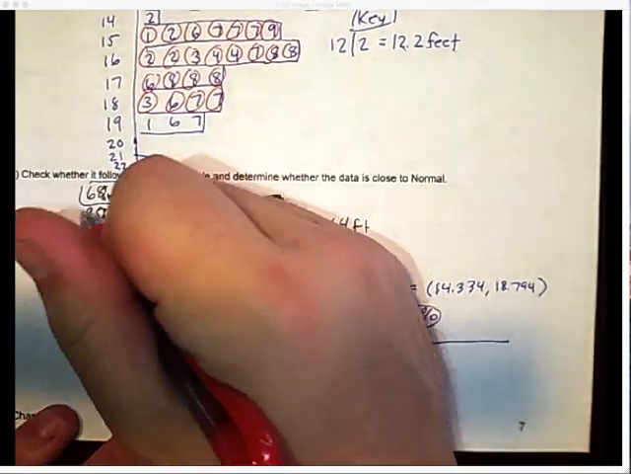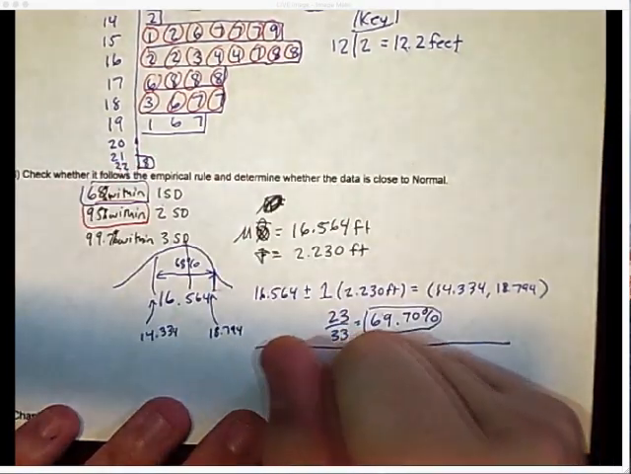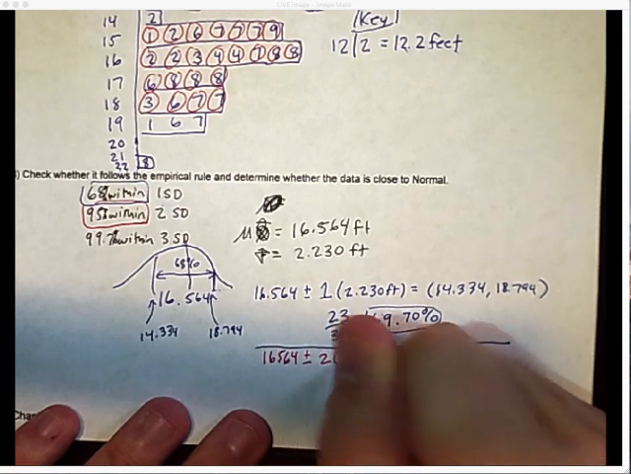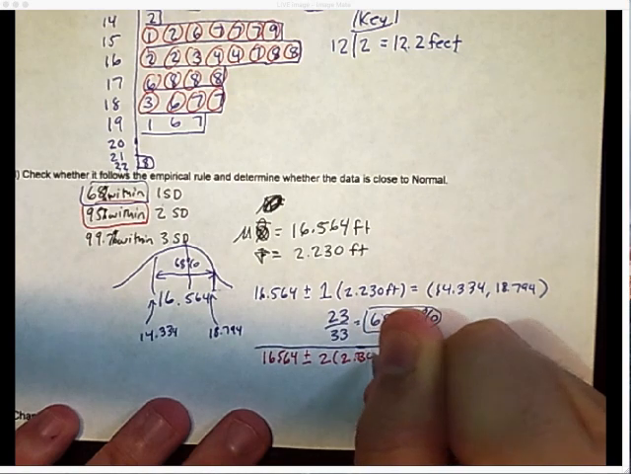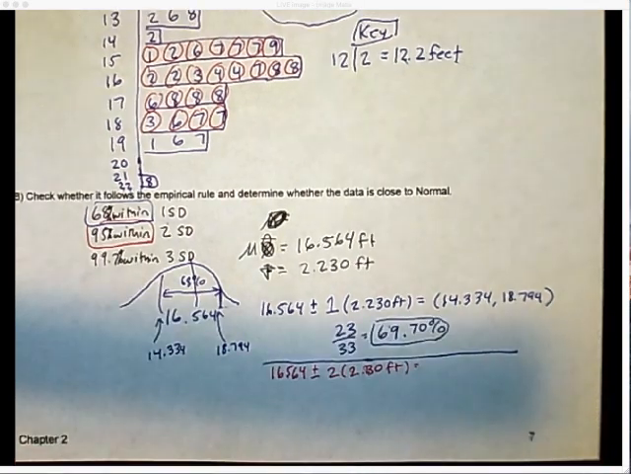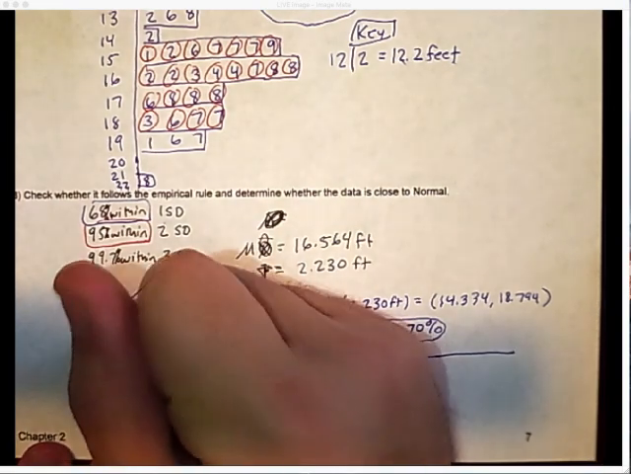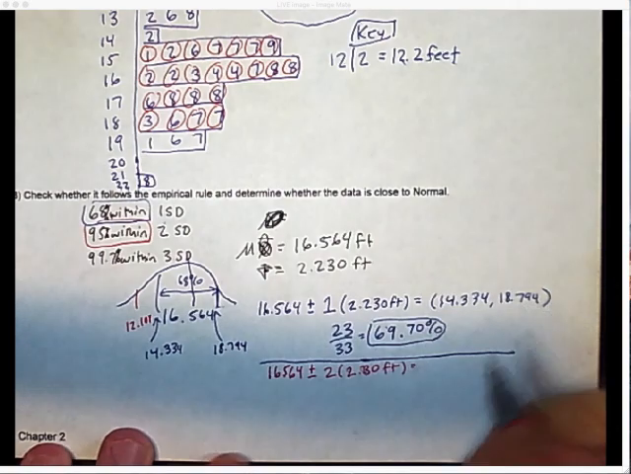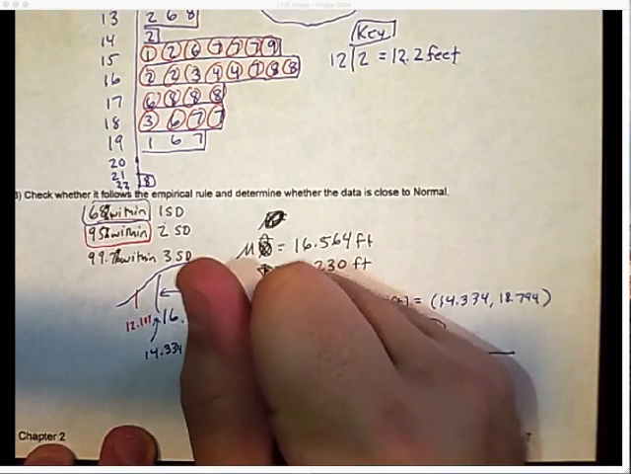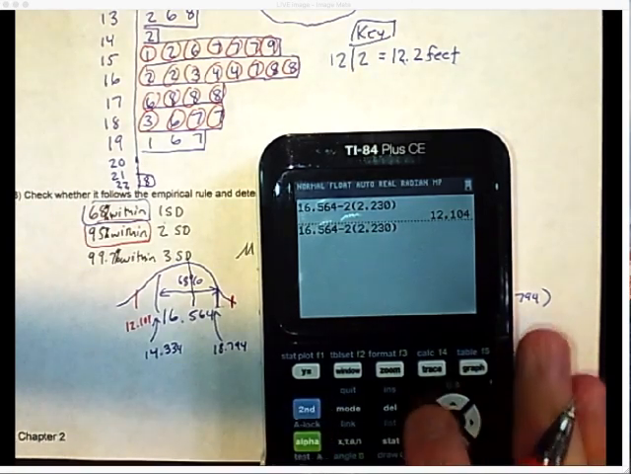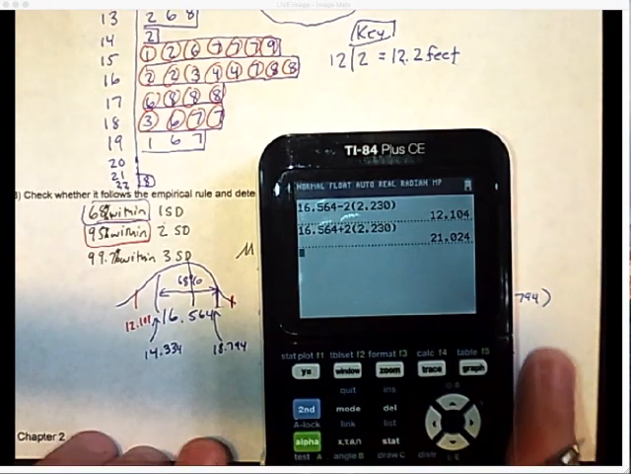How would we do the next one? We would take our mean, and then plus or minus 2 standard deviations. So 2 times 2.230 feet. If I did this real quick, 16.564 minus 2 times 2.230 is 12.104. So the lower number here would be 12.104. And for the higher number, all we have to do is enter this again and change that minus to a plus: 21.024.